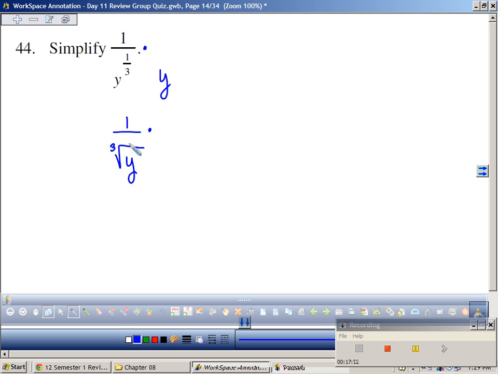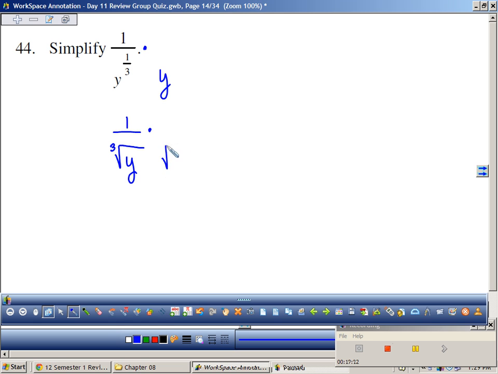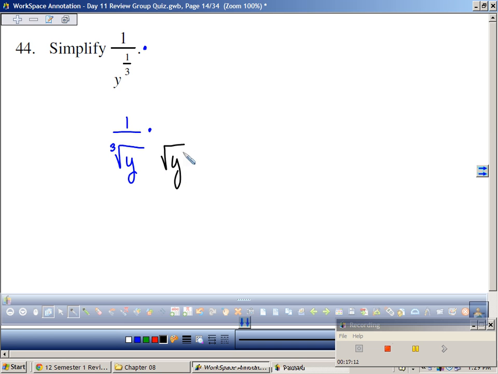What would I multiply in order to get that radical out of the denominator? Good job, guys. I'm going to do a different color. I would multiply it by y squared because I need 3 total. Okay? What would this one look like? Let's just finish this one first.